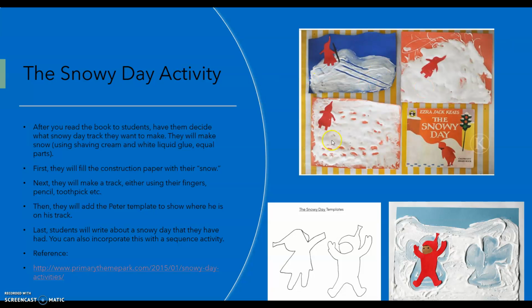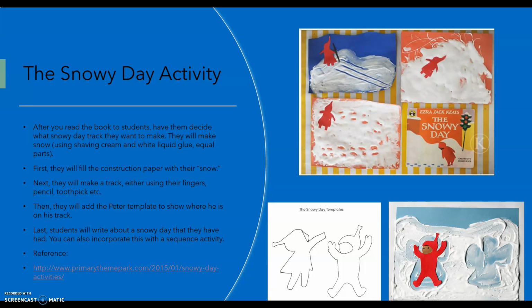In the story, it talked about his footprint track, when he slid his feet track. He can even do a snow angel. Then they're going to add the Peter template to show where he is on his track. So you can use this template to add him into the story. And then last, students will write about the snowy day that they have had. You can also incorporate sequence with this activity. Talk about what Peter did first, second, next, last.